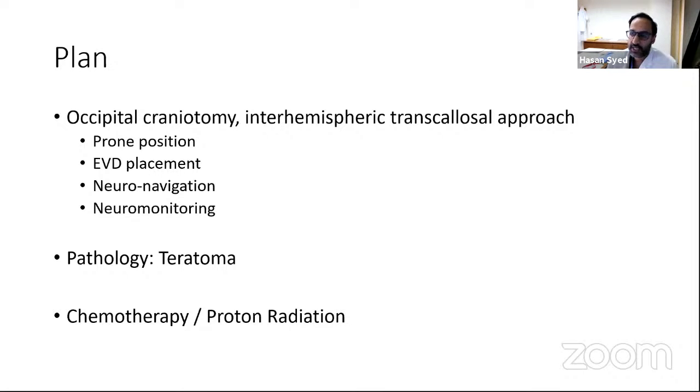As was mentioned, when approaching that corridor and using the natural planes, there is an element of retraction that needs to be done. But obviously the occipital lobe is even more sensitive in terms of vision. And so dynamic retraction, if it's possible to use that, gives the brain some space. And so that was done, and the surgery was done with neuronavigation as well as with neuromonitoring. And eventually the pathology ended up being a teratoma, and subsequently the patient was treated with chemotherapy and proton radiation.